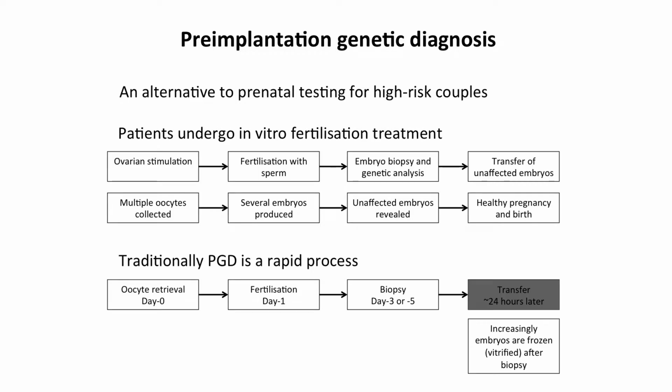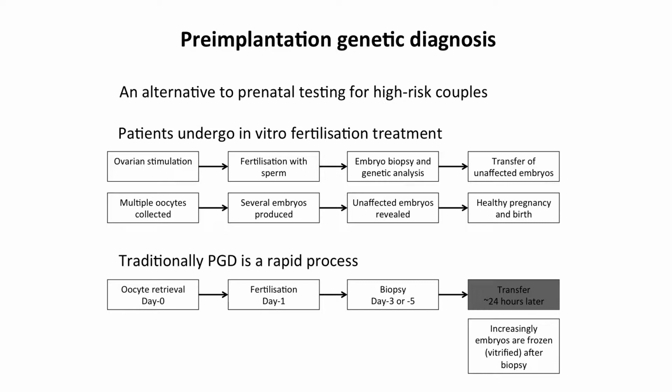Now, you could consider PGD to essentially be an alternative to traditional prenatal testing for these couples who are already known to be at high risk. So of course in the traditional route they would probably become pregnant naturally. They would test the pregnancy using chorionic villus sampling or amniocentesis. But of course the downside of that is if you find that the pregnancy is affected, you really don't have any pleasant options. You're going to either need to think about a termination or continuing with the pregnancy knowing that the child will be affected.